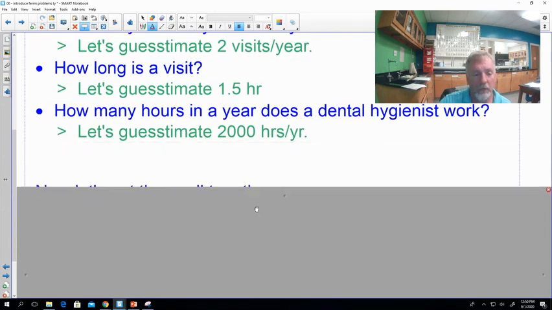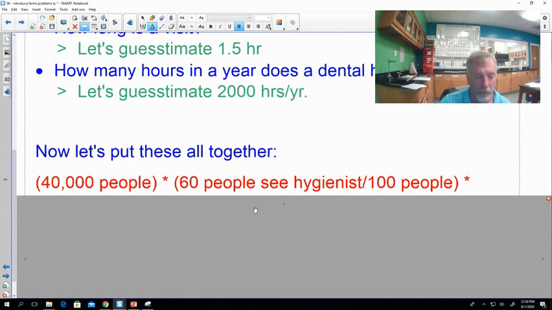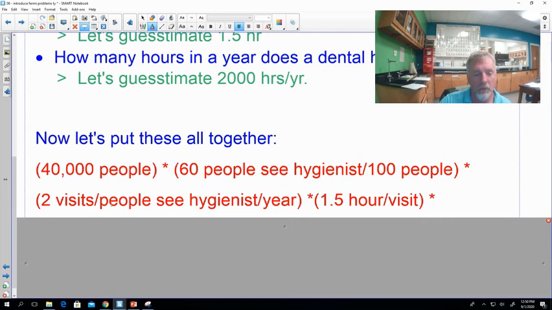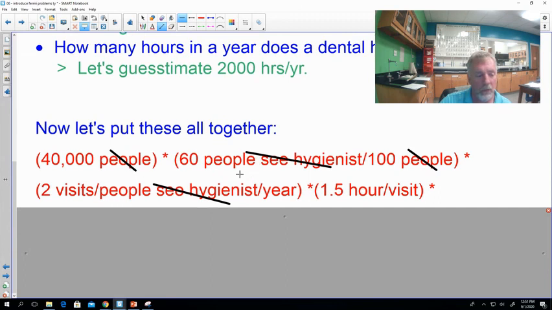So let's put all our calculations together. 40,000 people, 60% of those people, so 60 people out of 100 will see our dental hygienist. Of the people who visit the hygienist, they visit them twice a year. So let's go through and start crossing them out. There are 40,000 people. I've got those people on the top. There are people here on the bottom. These are the people who see the hygienist. How often do they see the hygienist? 2 visits a year. So I've got people seeing a hygienist, top and bottom. They're going to cancel each other out.